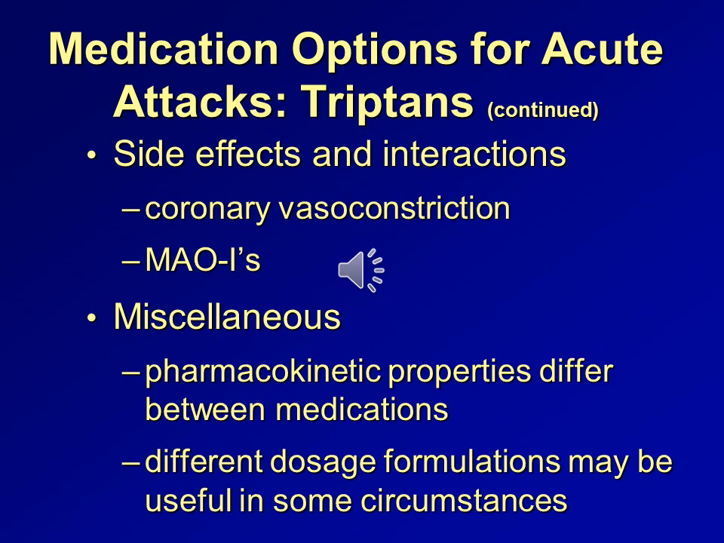Another interaction with this class of medications is concurrent administration of medications that inhibit monoamine oxidase. Most of the medications in the triptan class are metabolized by MAO subtype A, and therefore the triptans interact with medications that inhibit MAO.